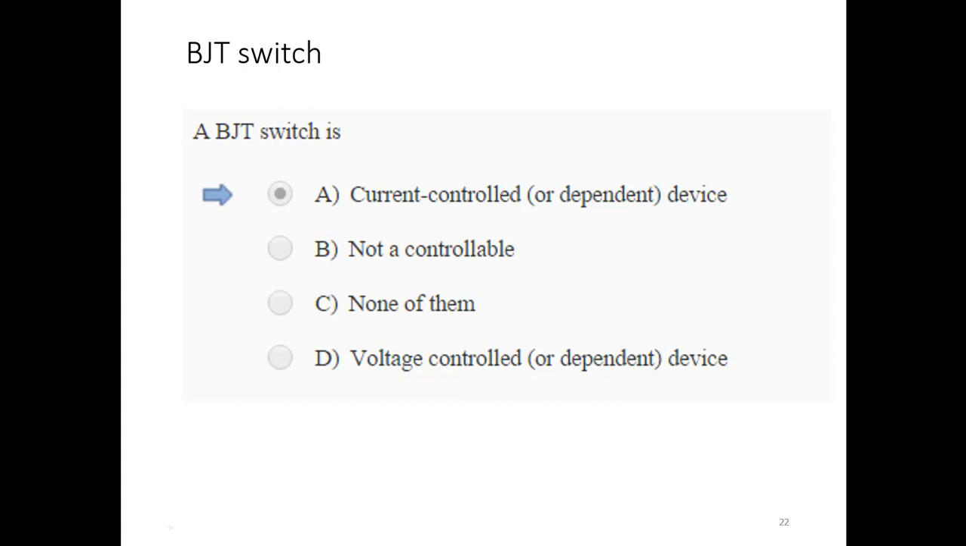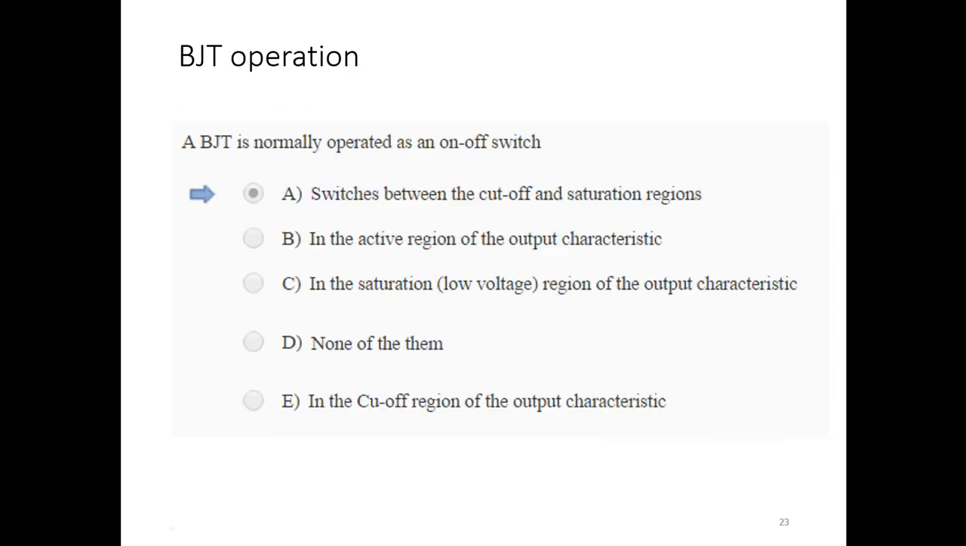Like you are asking about a BJT switch. A BJT switch is a current dependent device, right? It's not voltage dependent. That is the right answer. A bipolar transistor is normally operated as an on-off switch between the cutoff and saturation regions. If you don't apply voltage, it is in cutoff, and if you apply a full voltage, you are operating in the saturation region. That means it is going from off to on.